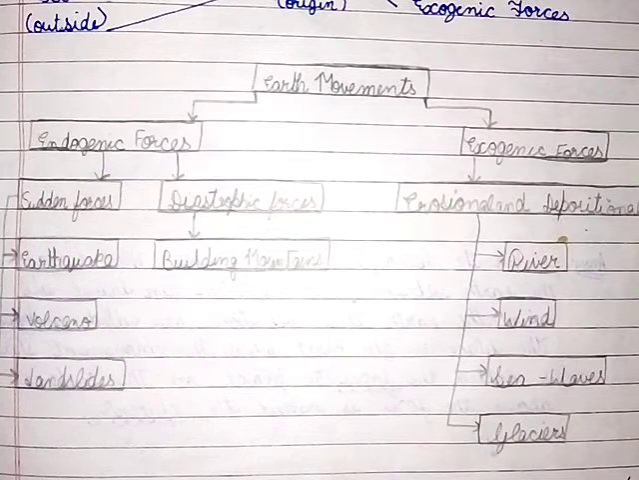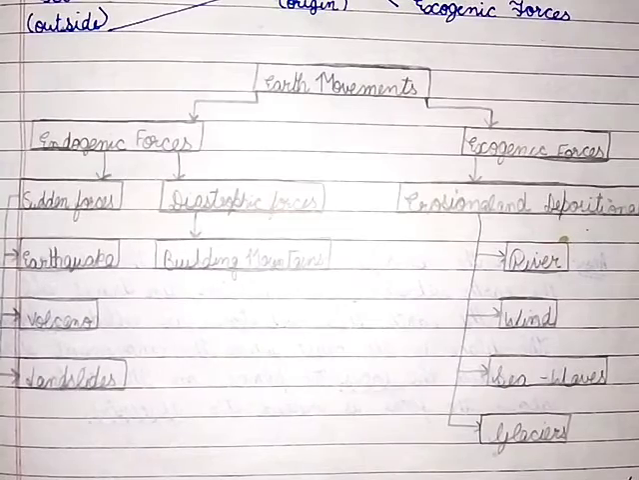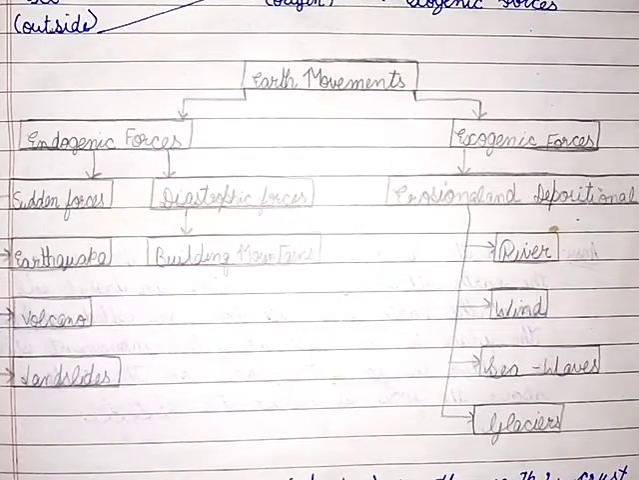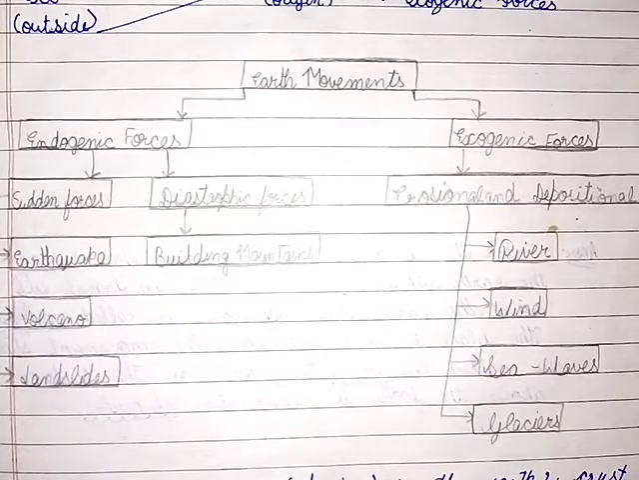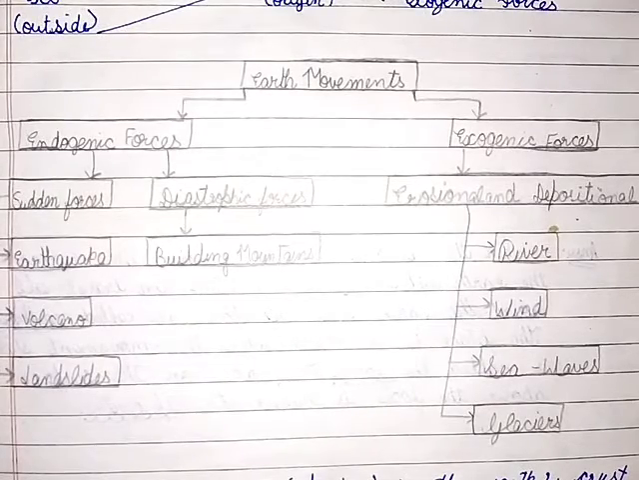Endogenic forces are of two types: sudden forces and diastrophic forces. Sudden forces are earthquakes, volcanoes and landslides, and diastrophic forces are mountain building. Exogenic forces are erosional and depositional. Example: river, wind, sea waves and glaciers.